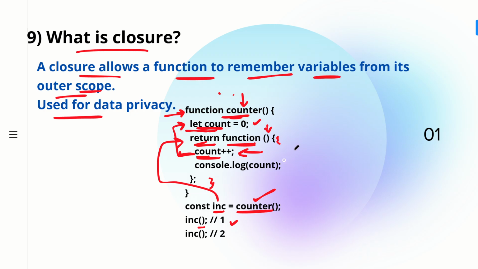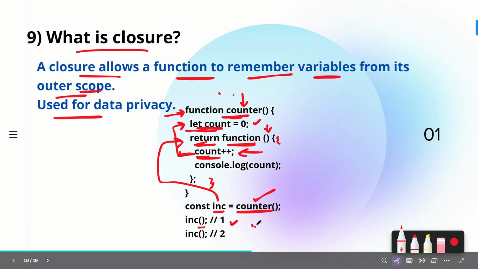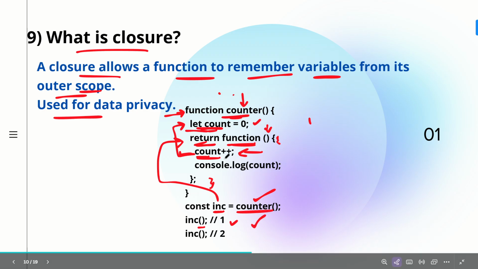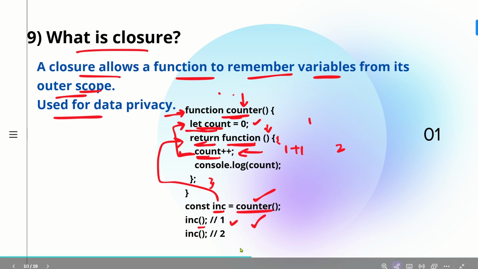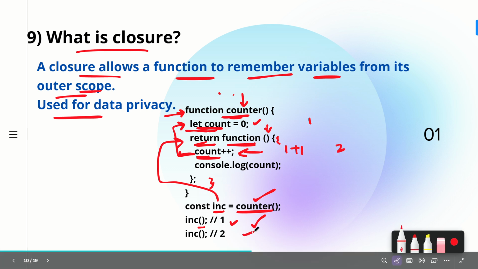Okay, and what happens here? Now you will do 0 plus plus. So what will 0 plus plus be? 0 plus plus will be 1, so you get the answer as 1. Then your count has become 1 now. So what will you do? 1 plus plus, which is 1 plus 1. What is 1 plus 1? 1 plus 1 is 2, right? So you can see the answer is 2. That is what we are getting here. So this is how your closures work.